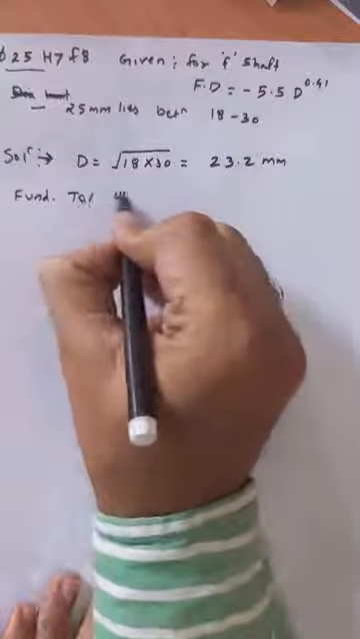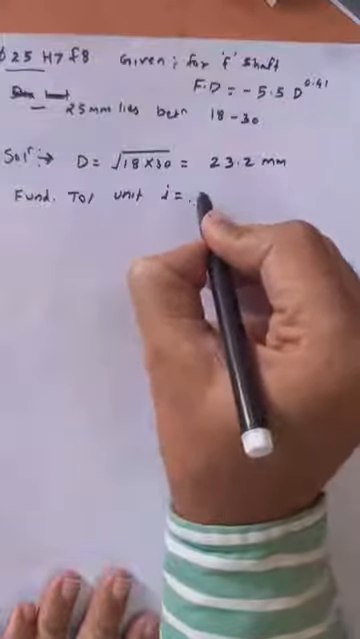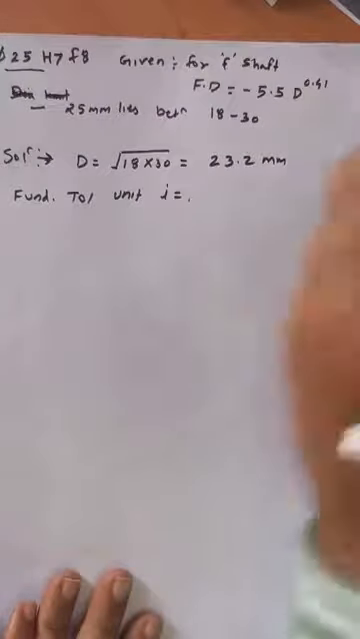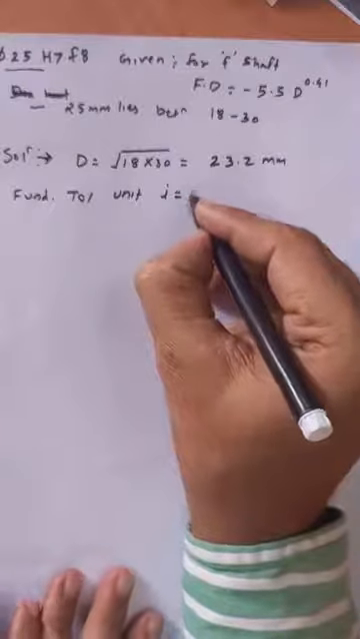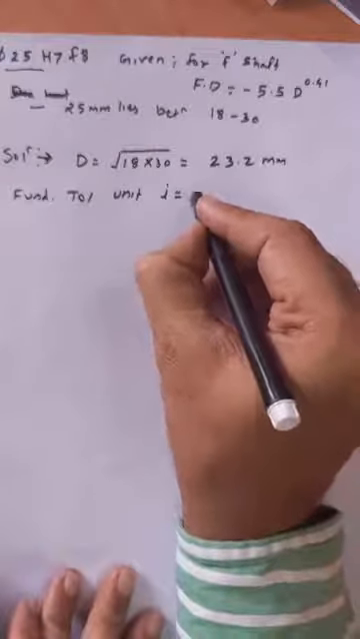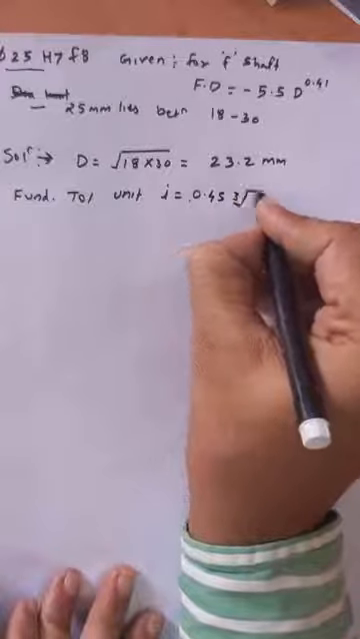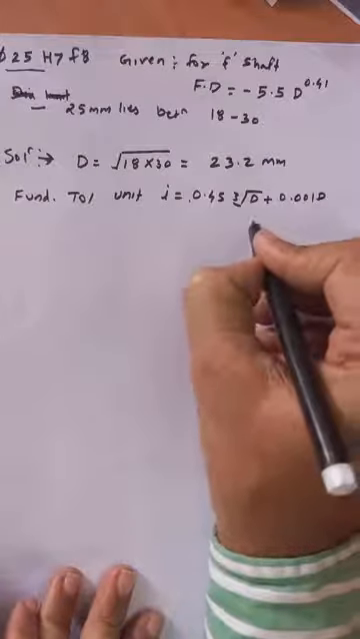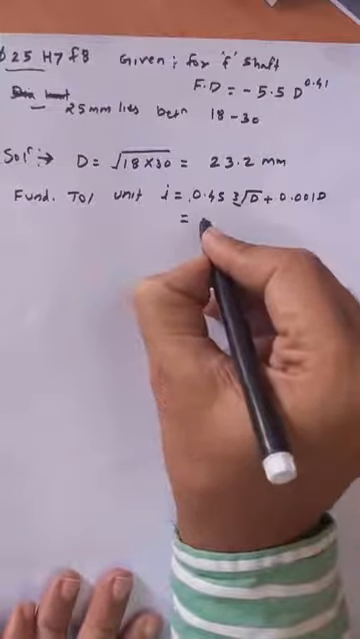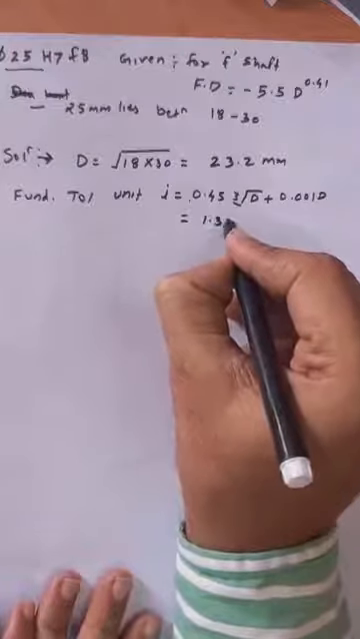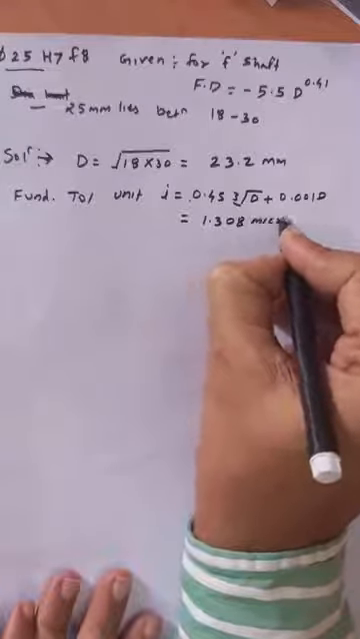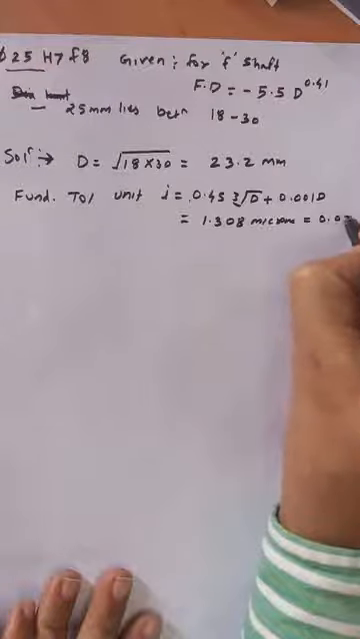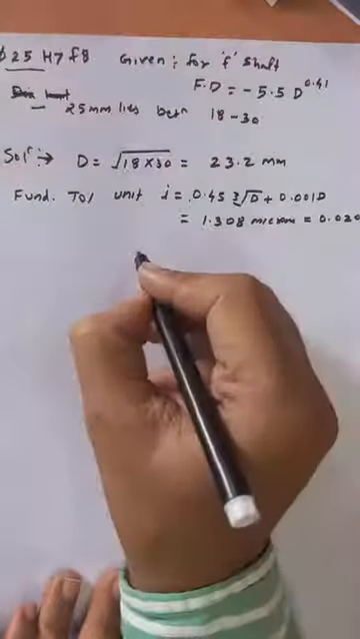The formula for I is 0.45 times the cube root of D plus 0.001 D. So from this formula we have to find out the value of I, which comes in microns. It comes to be 1.308 microns, and that comes to be 0.0209 mm. This I we have to use.